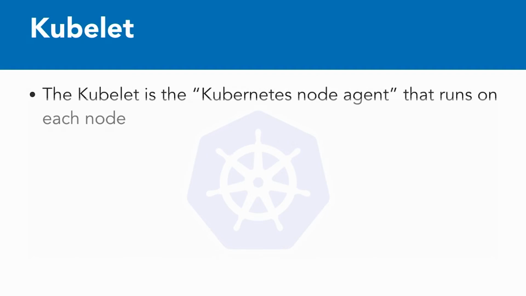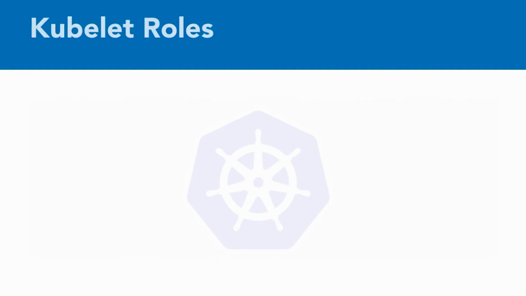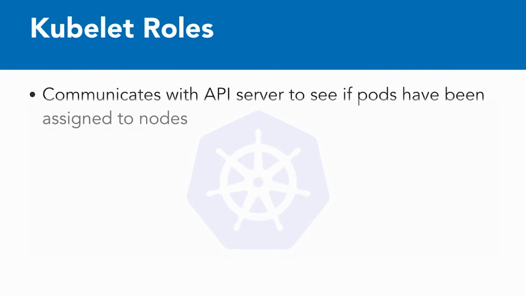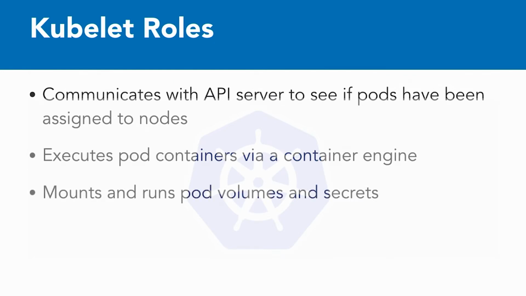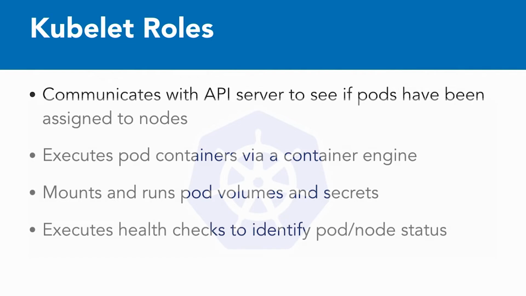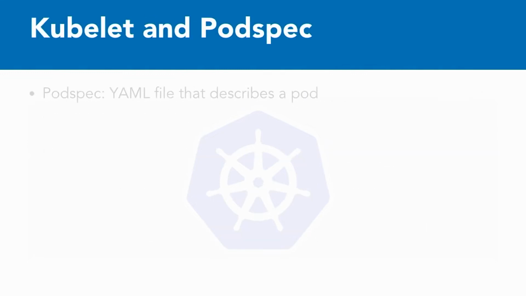The Kubelet is the Kubernetes node agent that runs on each node. It has many roles. It communicates with the API server to see if pods have been assigned to the nodes. It executes the pod containers via the container engine. It mounts and runs pod volumes and secrets. It executes health checks and is aware of pod and node status, and reports that back to the API server.